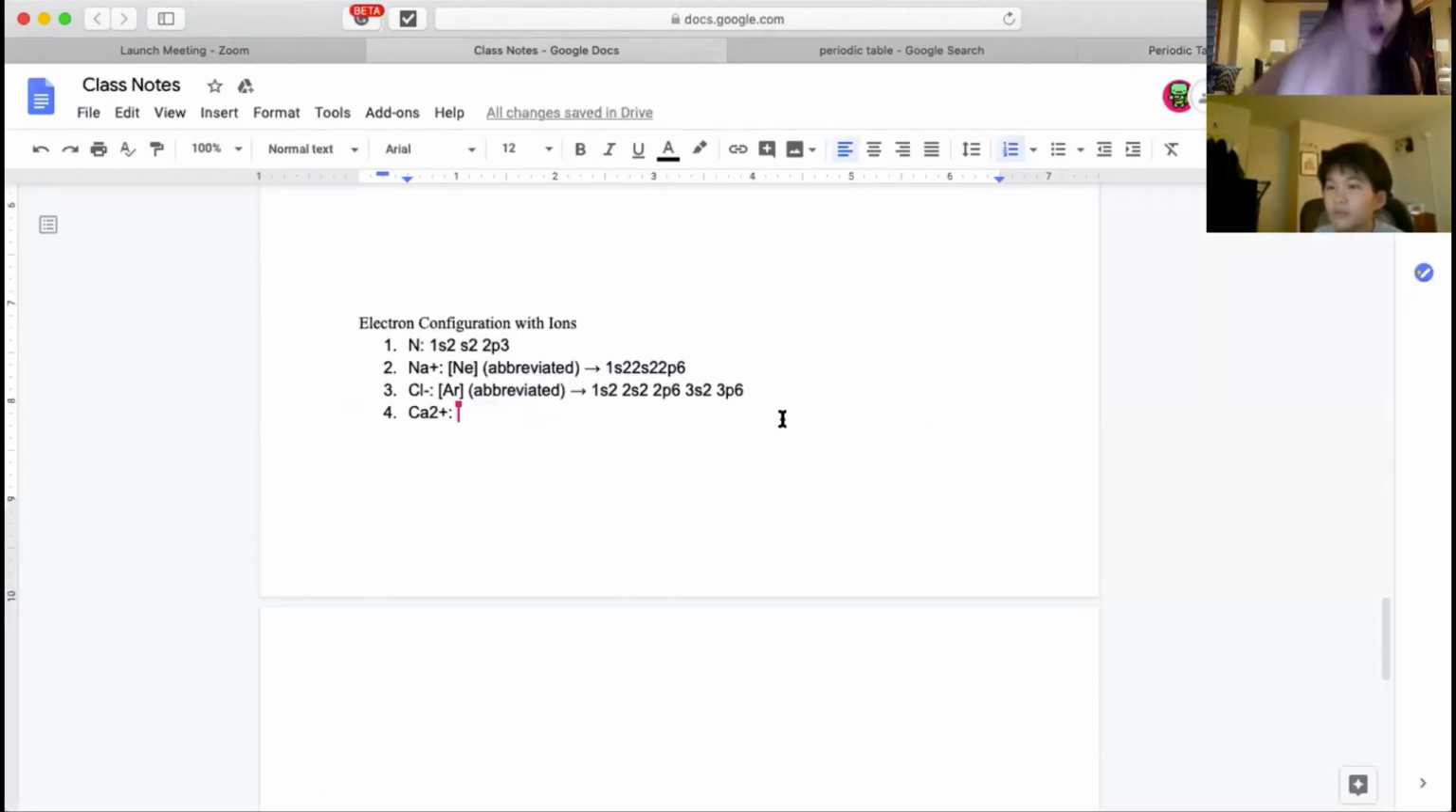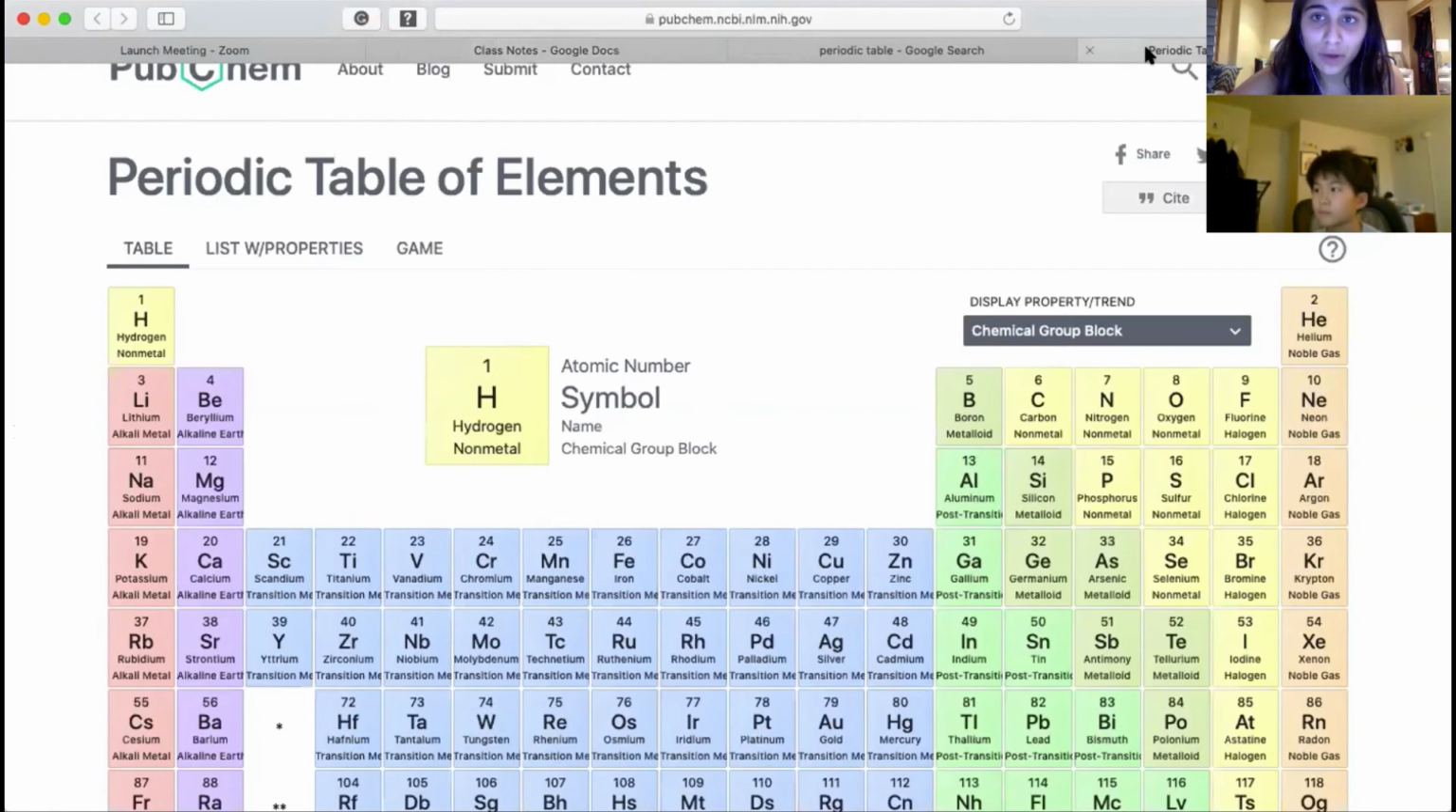Okay. So technically writing it like this is not the best way to write it because you're not really showing anything, right? You're just saying, oh, it's exactly like neon, right? So what you really want to do is go to the noble gas before argon, and do the electron configuration of argon from that noble gas. From neon? Yeah, so do it from neon. So it's isoelectronic with argon.